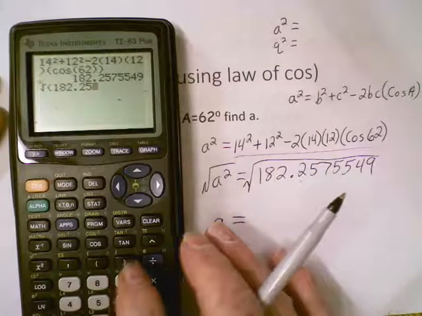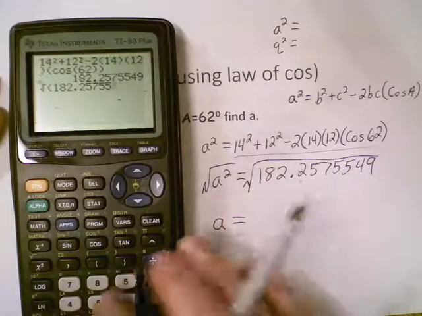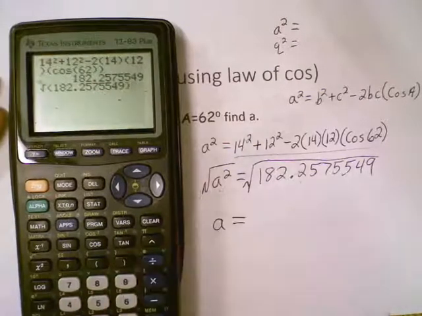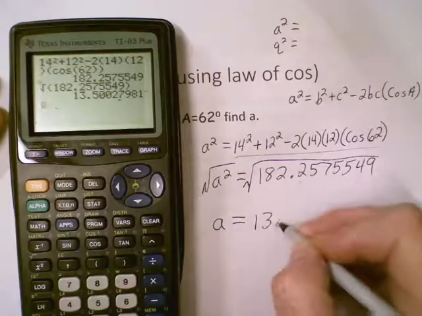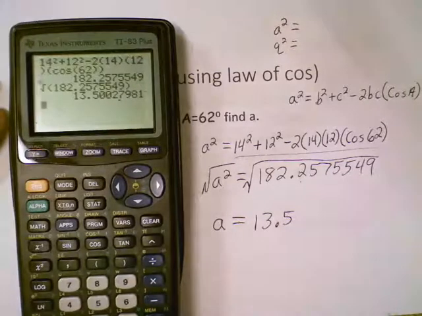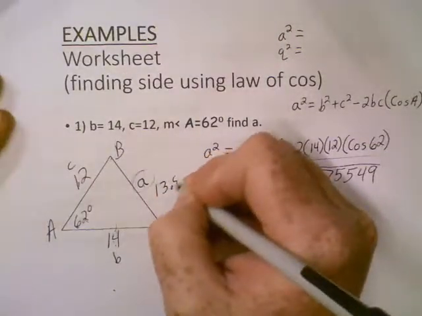182.25. And you probably don't have to stick in all of these numbers, but I'm going to stick them all in there since I already have them. Hit equals, and it gives me about 13.5. So the length of this side right here is about 13.5.